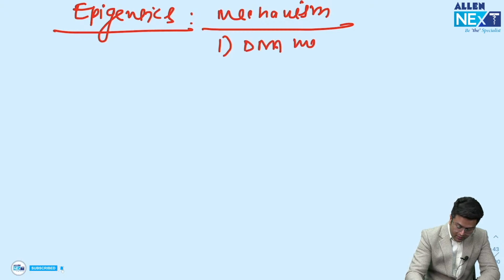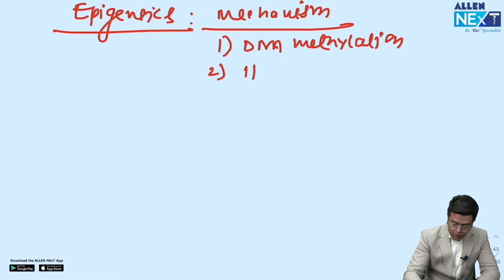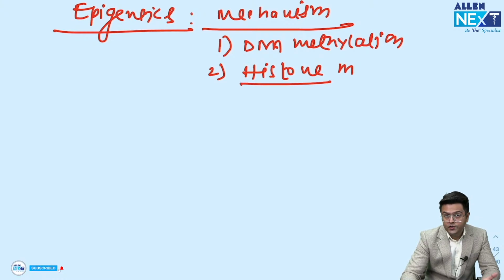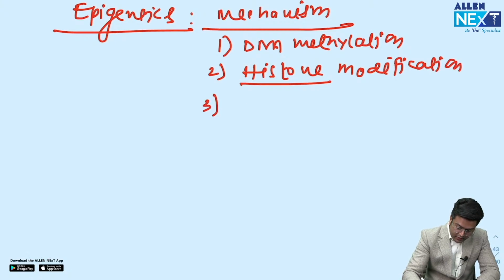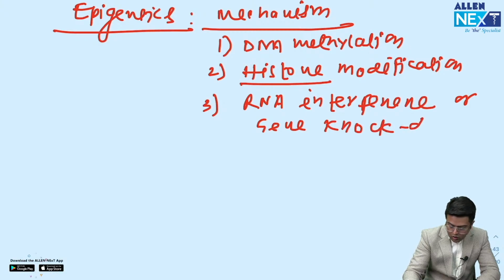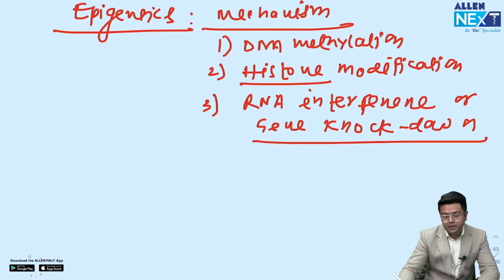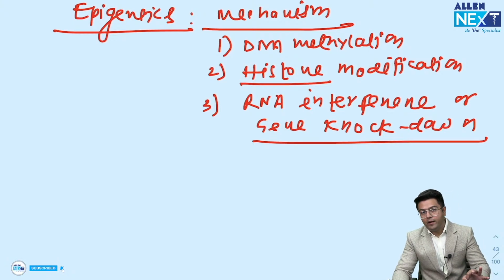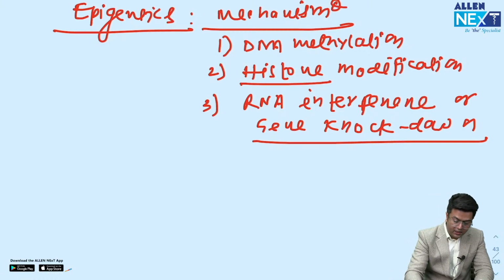First is called DNA methylation. Other is called histone modification, like histone acetylation causes gene activation, right? And guys, the third we have discussed, that is called RNA interference, or what we have discussed is gene knockdown, right? Gene knockdown, so that is through the microRNA. So these are the three mechanisms of epigenetics that you must know, right?